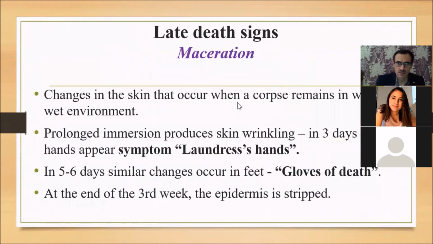And maceration. This is the change in the skin that occurs when the corpse remains in water or a wet environment. In the corpse we can find the symptom of washerwoman's hands, the wrinkling of the skin, or the gloves of the dead. And then in the third week the epidermis is stripped.